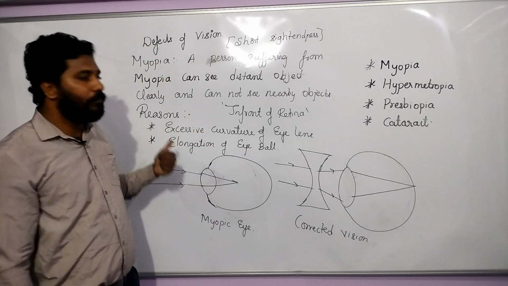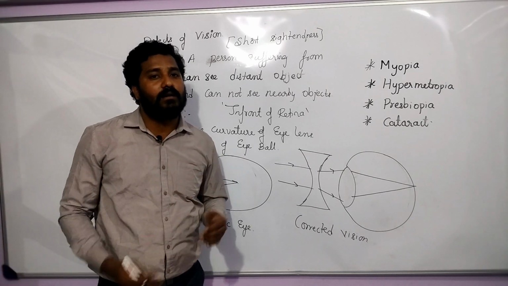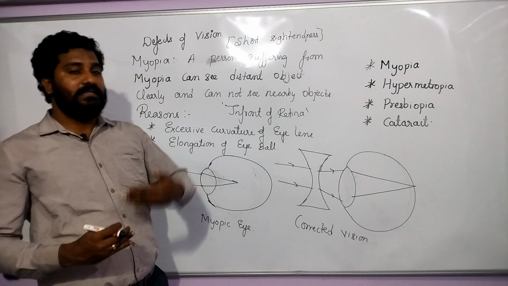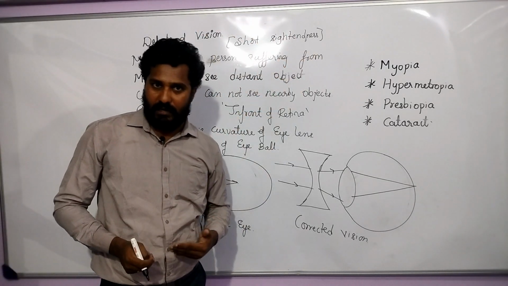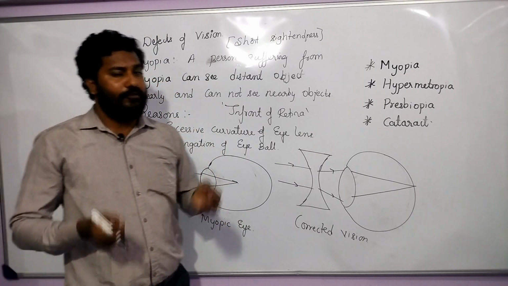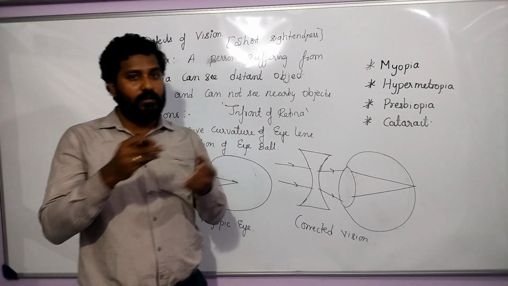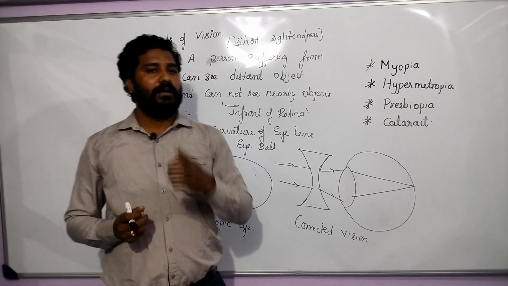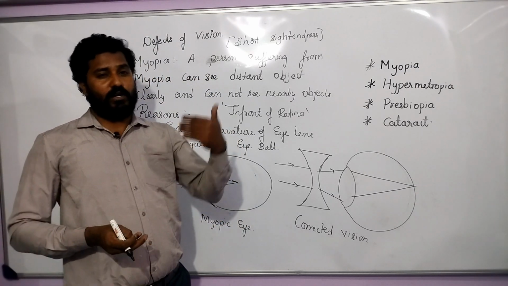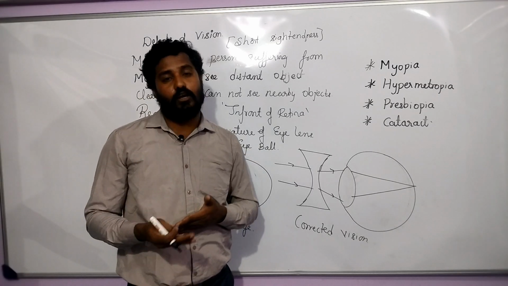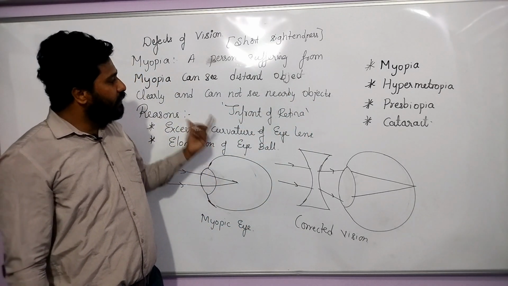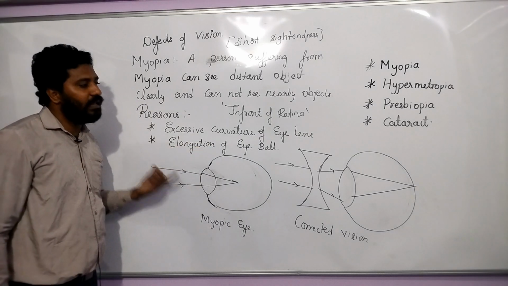So what is myopia? A person suffering from myopia cannot see nearby objects and can see distant objects clearly. Most of us, if you are not able to see the readings and all, you might be suffering from myopia. You can ask your friends whether they can see front objects or distant objects. Then another one is the reasons.